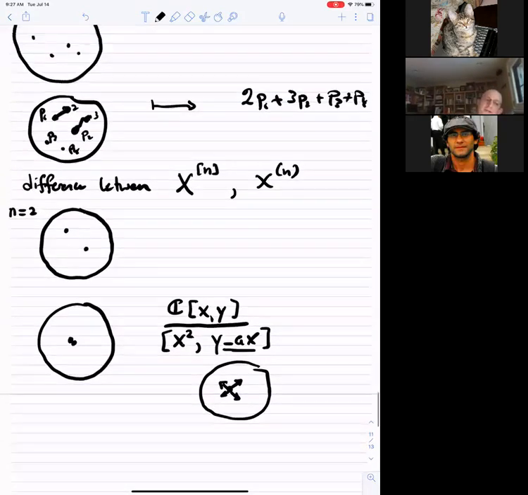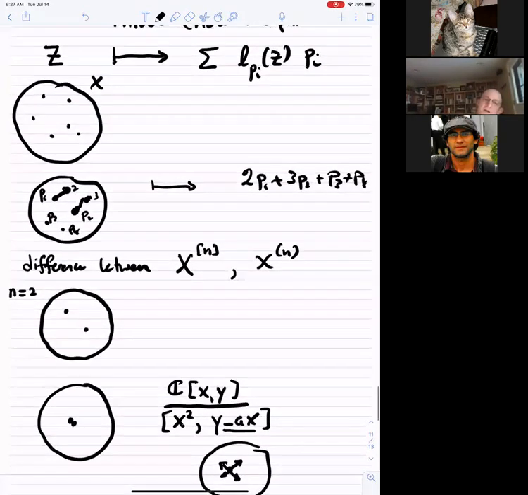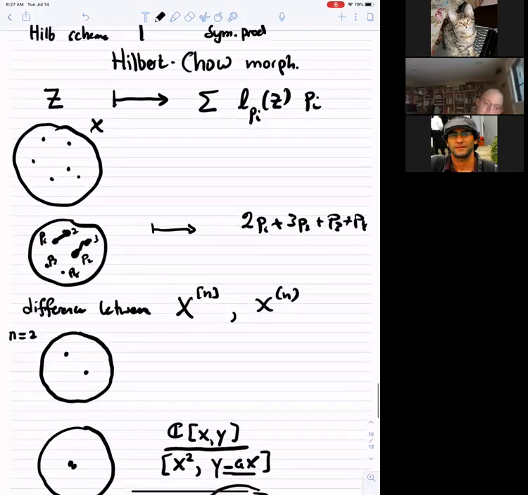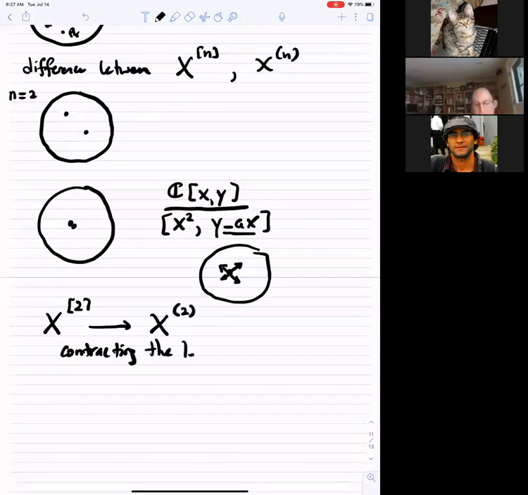So if you look at this Hilbert-Chow morphism, if you look at what it's doing from the Hilbert scheme of X 2 to the symmetric product X 2, then it actually is contracting the locus of non-reduced schemes.